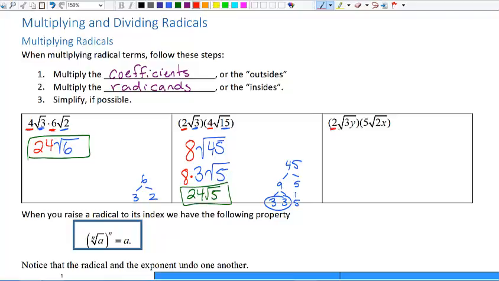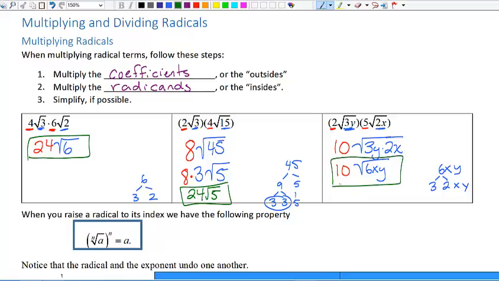On the next problem, we have 2 and 5 as coefficients, so we're going to multiply those to get 10. Under the radical, we have 3y and 2x, so I'm going to multiply both radicands. 3y times 2x, that's 6xy. 6xy would need to reduce, step 3, if possible. So 6 breaks down to 3 times 2 times x times y. It doesn't look like there's anything that's going to have a group of 2 there, so this is my final answer, 10 times the square root of 6xy.